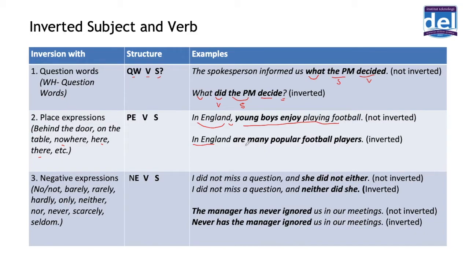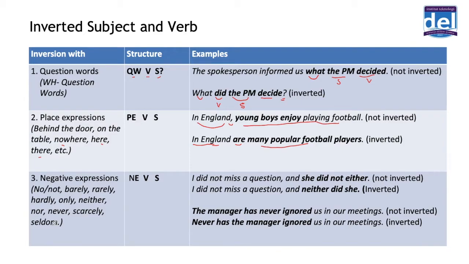You see, just read, are many popular football players? What does that mean? So you need a place expression which is essential in the sentence. In that case, the subject and the verb are inverted. So you see, this is the place expression, this is the verb, which is a be verb, and then this is the subject. Now let's move on to the third situation.